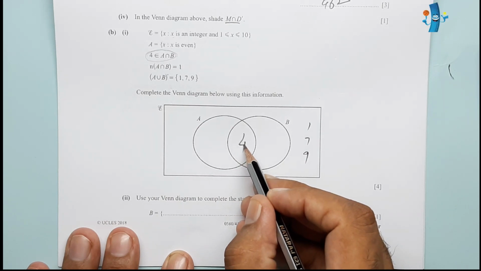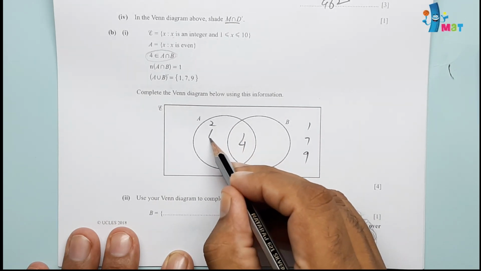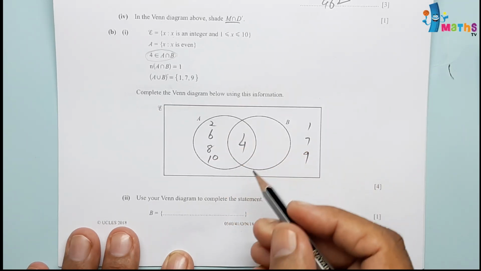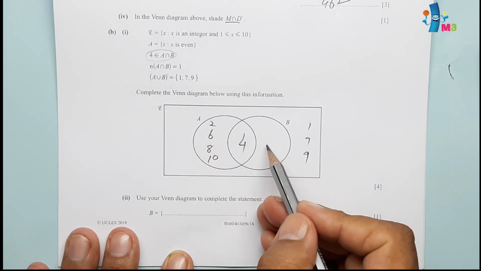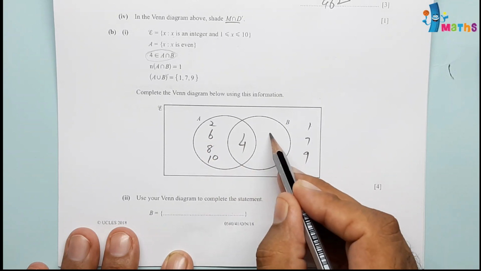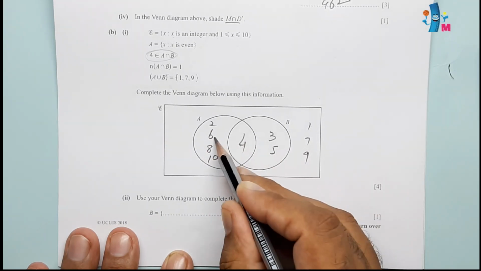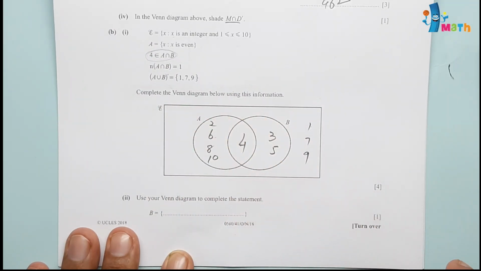So 4 is gone, so 4 is already there. Then 6, 8 and 10 will be in this area, and then remaining will be in this area. So 1 is there, 2 is there, 3 is not there, so 3 will be here. Then 4, 5 will be here, 6, 7, 8, 9 and 10. So now everything is completed.